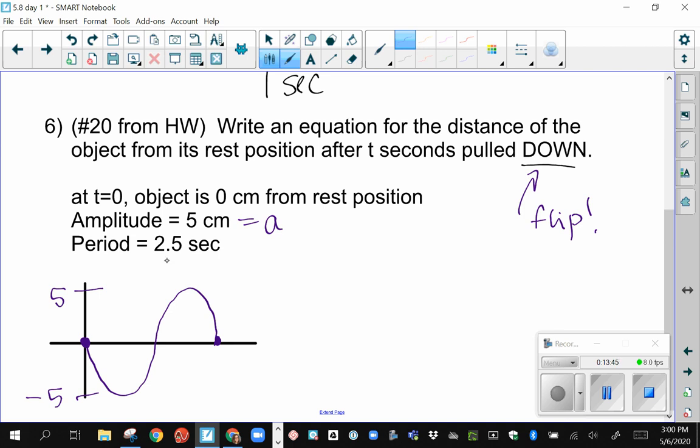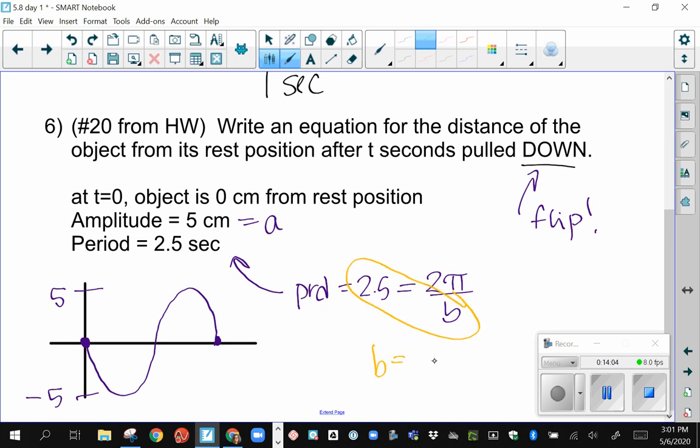I think probably the hardest part is the period. We kind of have to work backwards, and you might recall from a previous section that we worked on these. We know that the period is 2.5 seconds. How do you find the period? 2 pi divided by b. So we're going to have to work to find that. If you have a bridge, you can cross it. b is equal to 2 pi divided by 2.5.